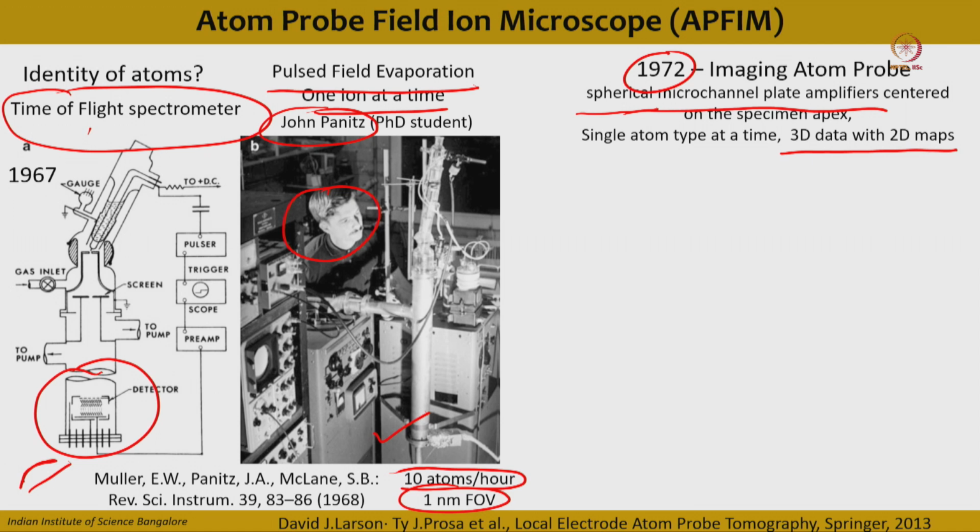Okay, but the issue with this type of technique is you can only record a single atom type at a time. It means that if you have an atom probe tip which consists of aluminum and copper, at a time you can only record either copper or only aluminum. Once copper is detected, then later you can detect aluminum. Fine. So the disadvantage was a single atom type at a time.